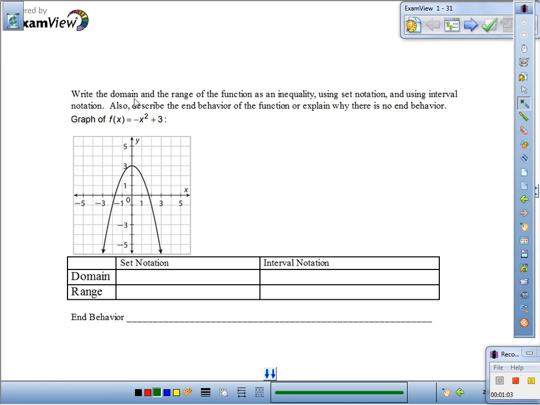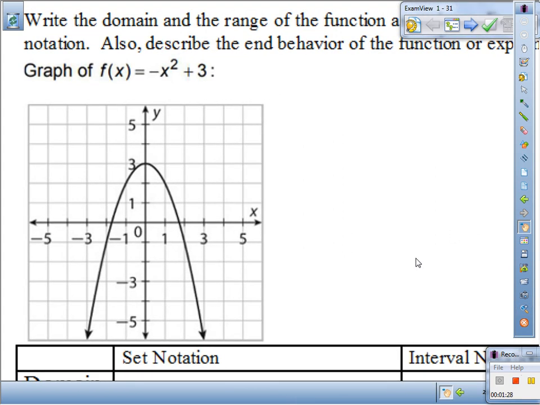Here we go. Number 1, it says, write the domain and range of the function as an inequality using set notation and using interval notation. Also, describe the end behavior of the function or explain why there is no end behavior. Graph f of x equals negative x squared plus 3. So let me zoom in here really quick just to look at the graph. So they already give us the graph, which by looking at it, look up please. Let me show you some components.